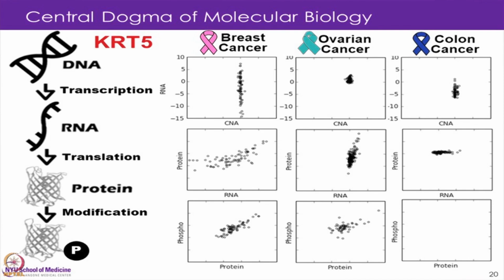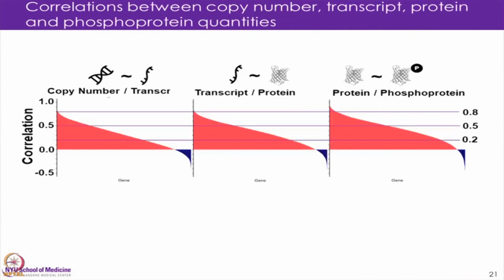So these are just two examples. Now if we look more globally, this is copy number to transcript. We see that there are some that are highly correlated, others are even anti-correlated, and we see this wide range. And for every comparison, both transcript to protein and protein to phosphoprotein.